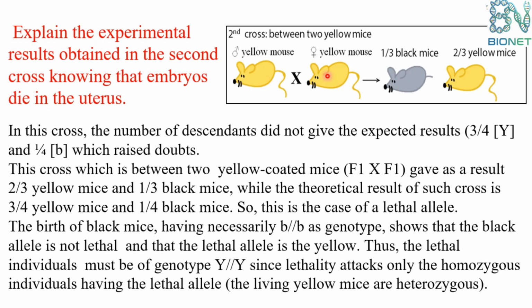But the obtained result, the experimental result, shows that we have 1 out of 3 black and 2 out of 3 yellow. By comparing the theoretical and the experimental, we notice that in the yellow mice there is a missing individual. Instead of obtaining 3 mice out of 4, we have obtained 2 out of 4. This means that one of the yellow mice is dead, so the gene determining the yellow color is a lethal gene.